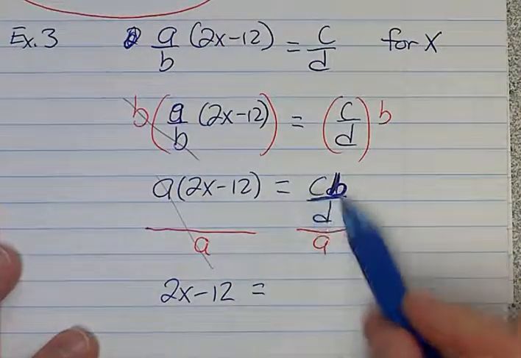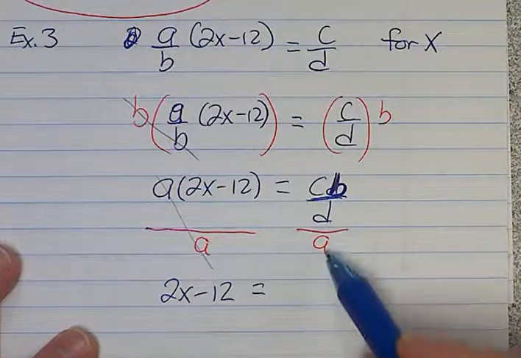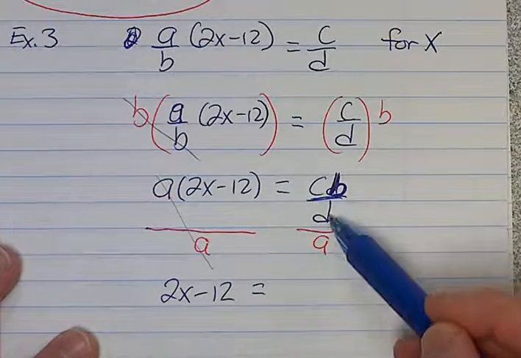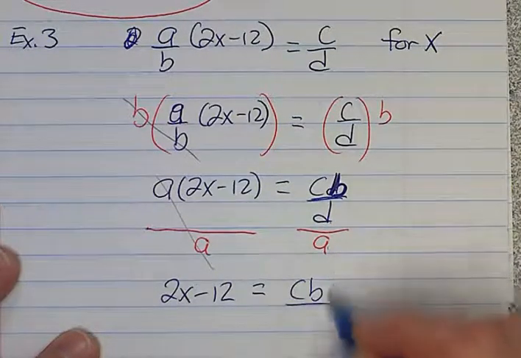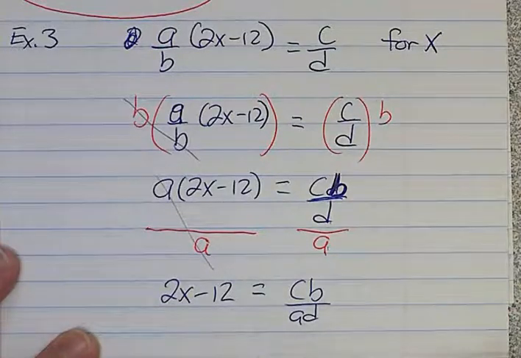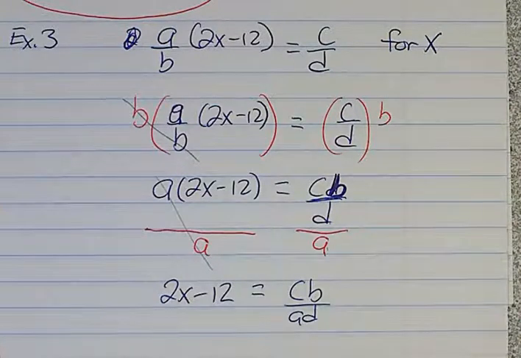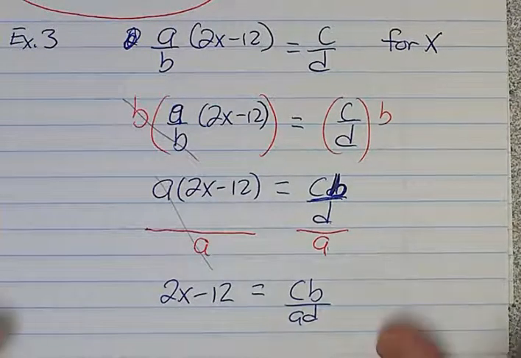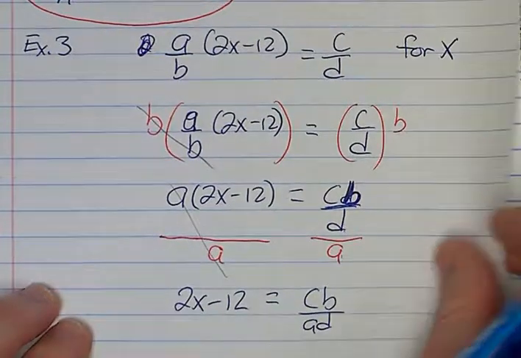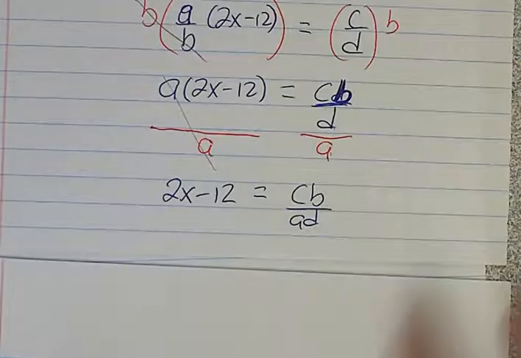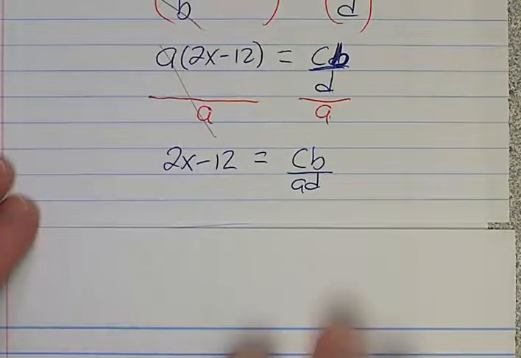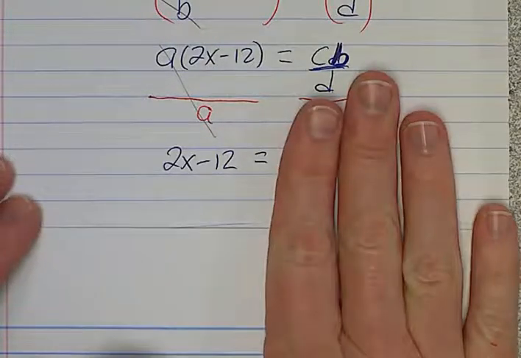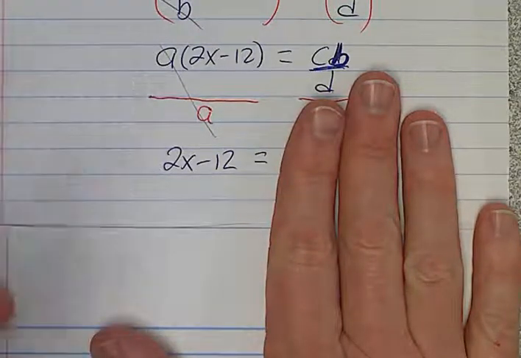Now, this one's got a little bit of a trick to it. If you've got CB over D, and then you're going to divide it by A, well, if you divide by something and then divide by something else, just put these two divisions together. So that really makes it CB over AD, because you're going to divide by A and by D, so just divide by both of them at the same time. Okay, and then from here, if you cover up the right-hand side, you're solving for x, it's 2x minus 12, so just add 12 on both sides.